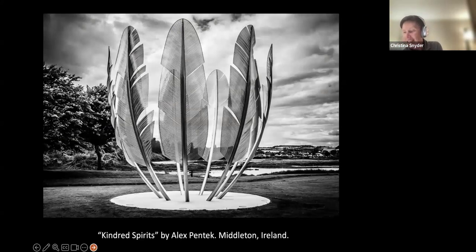So in recent decades, the Irish have reciprocated this idea of generosity and recognition. They have retraced the Trail of Tears alongside Choctaw people and erected a monument in County Cork in memory of the Choctaw donation called Kindred Spirits.